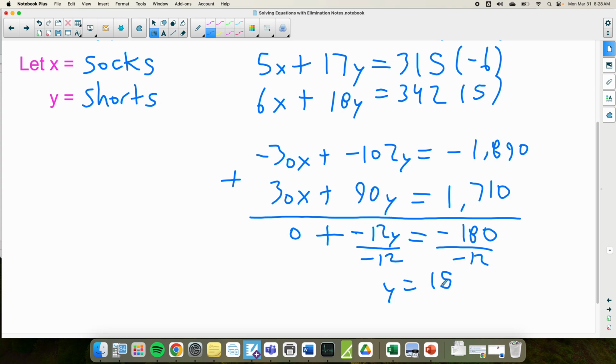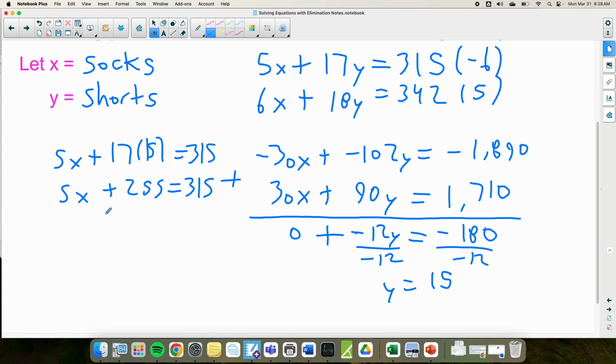And now you can plug that into the equation up top. So 5x plus 17 times 15 equals 315. So 17 times 15 is 255. So now you subtract 255. That gives you 60, and then you divide by 5. And x equals 12.